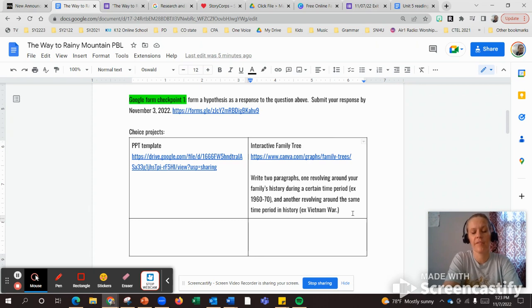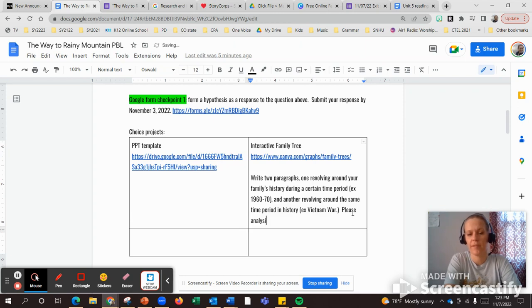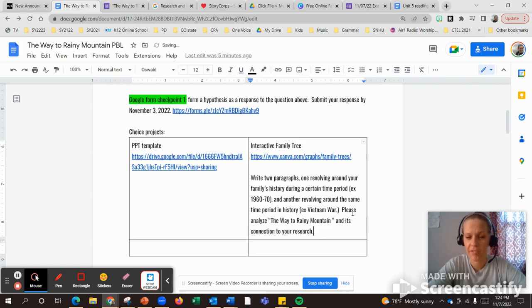And then please analyze The Way to Rainy Mountain and its connection with your personal research. Okay? Adding that. There we go. So if you do the family tree, that is totally fine. I still want 2 paragraphs to be written to connect that.